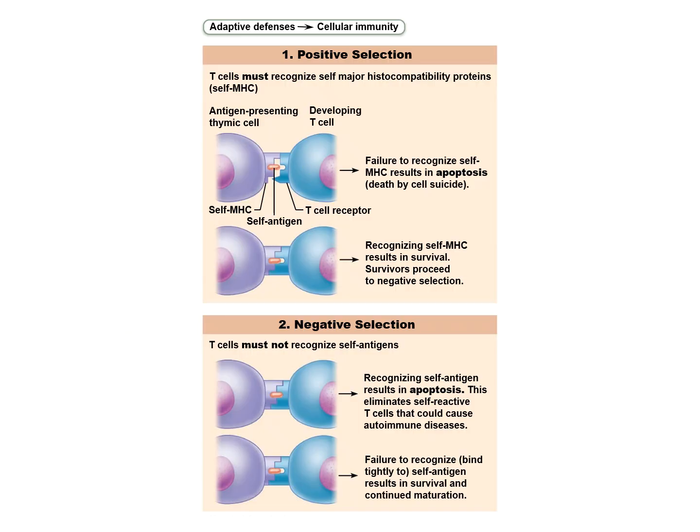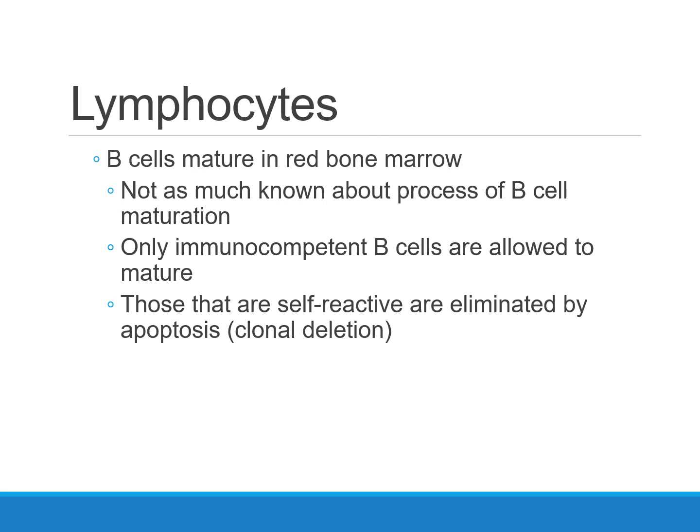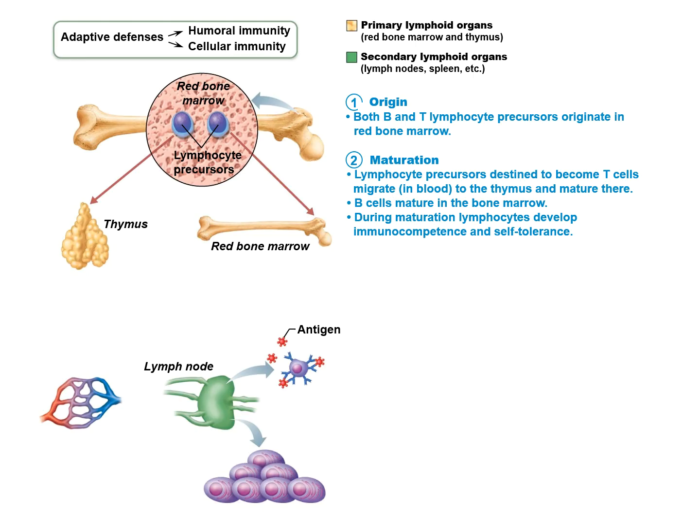All right, so it's showing you positive selection versus negative selection. B cells are going to mature in the red bone marrow. Not much is known about this process. Only immunocompetent B cells are allowed to mature. So there's some type of selection process that happens for them as well that basically determines which ones are going to be self-reactive, and those are eliminated by apoptosis.